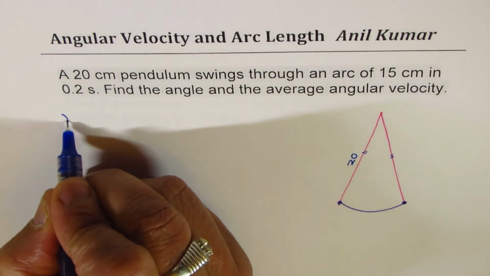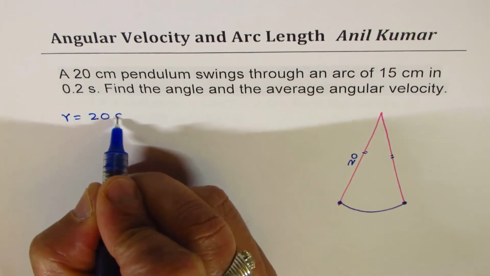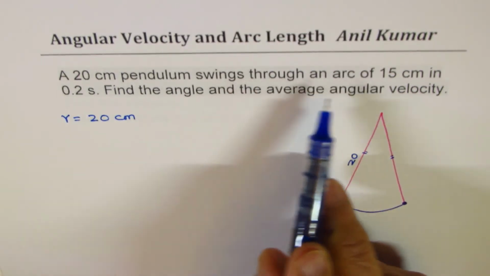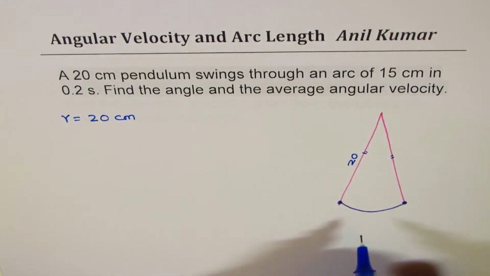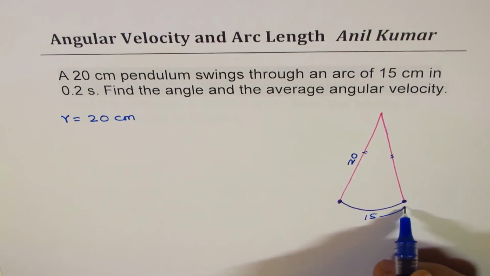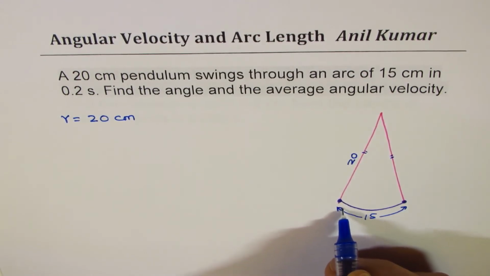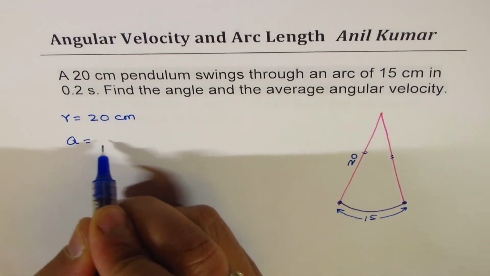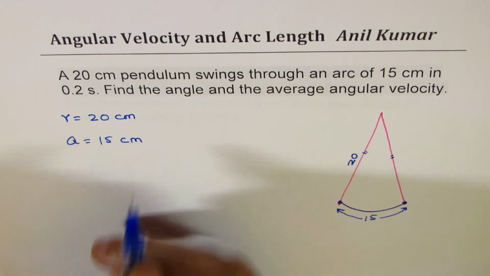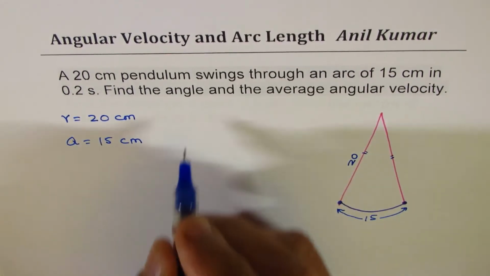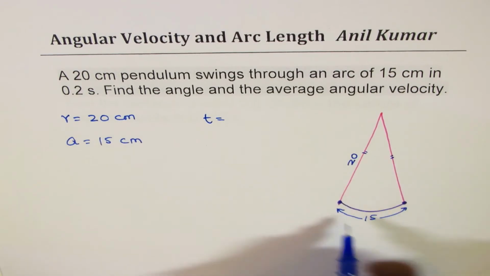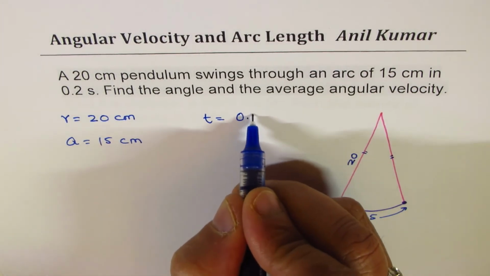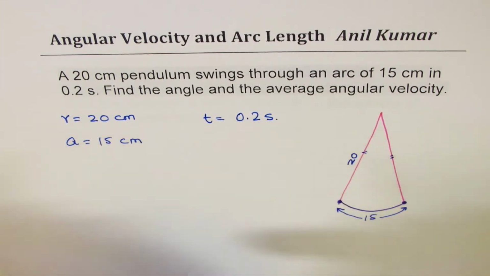So we know the radius of the arc is 20 centimeters. It swings to an arc length of 15 centimeters. So this is 15 centimeters right there, and that is the arc length, A is 15 centimeters. Perfect. And the time taken for this swing is 0.2 seconds.